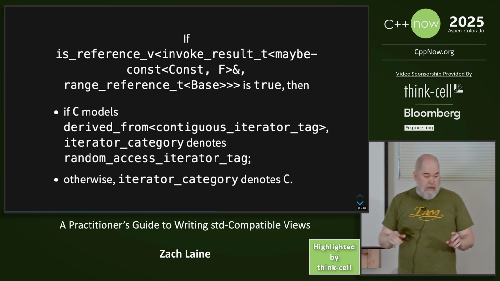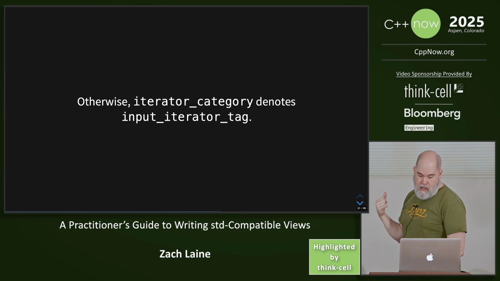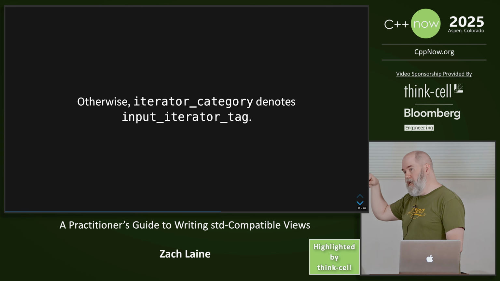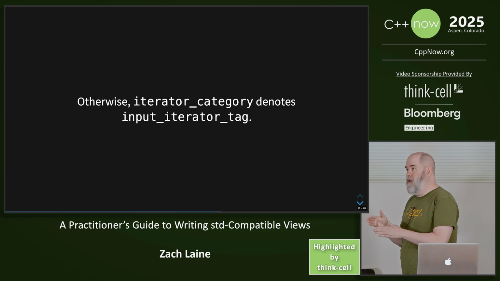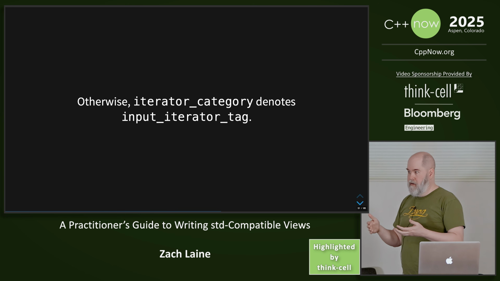But if that thing at the top is false, we fall into the next branch, which is just input iterator tag. That's because the C++17 rules say that if you have a proxy iterator, anything that doesn't return a language reference, then it must be input. It cannot be any higher category of iterator.